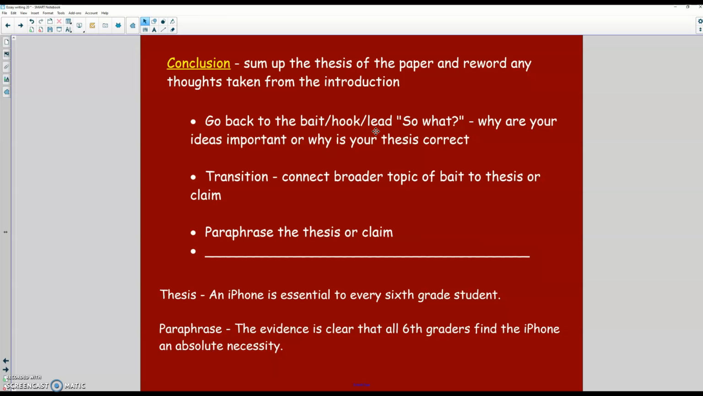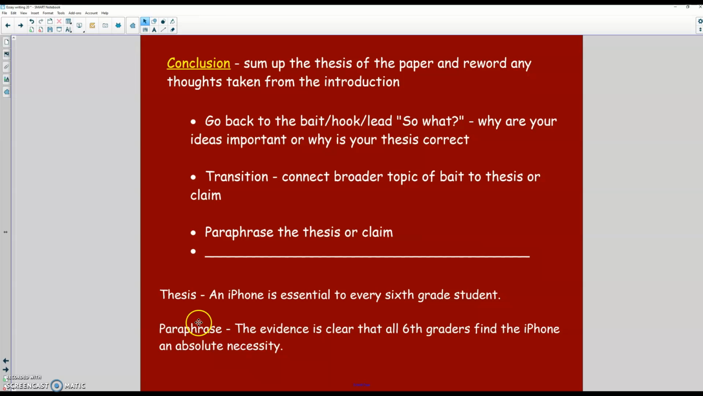So you want to go back to your introduction and paraphrase, this word paraphrase meaning restate the thoughts you said in the introduction, but only write it in a different way. Here's an example of paraphrasing down here. Here's the thesis: an iPhone is essential to every 6th grade student. That would be in the introduction.